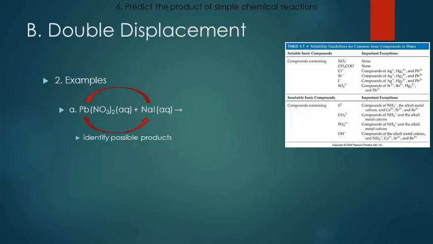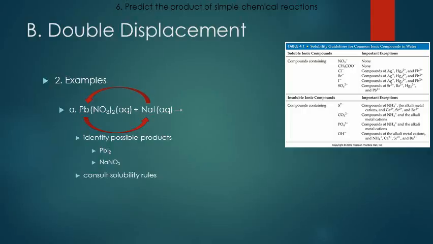So identifying our possible products, that would be lead 2 iodide. Remember, the charges on the ions don't change. The lead is 2 plus here, so it'll still be 2 plus with the iodide, so PbI2, and then NaNO3, the sodium nitrate. So those are our possible products.